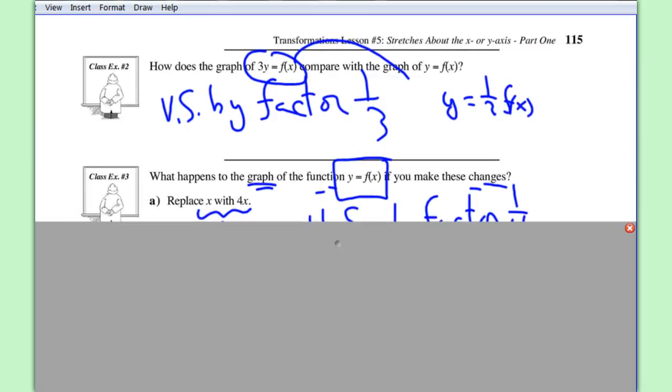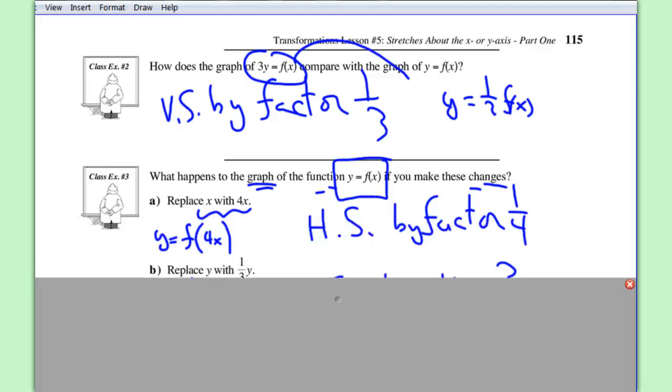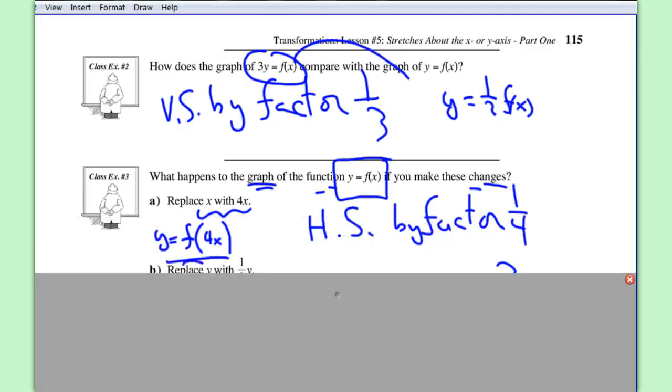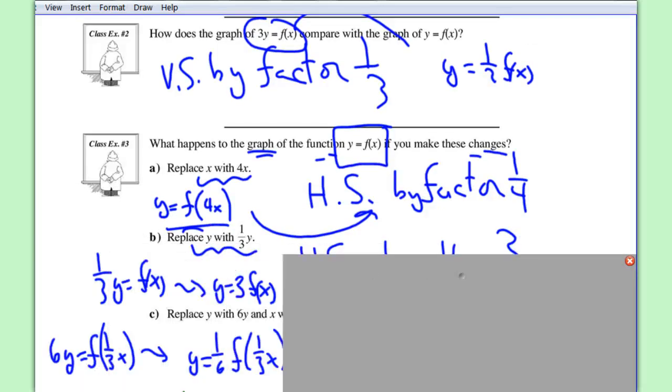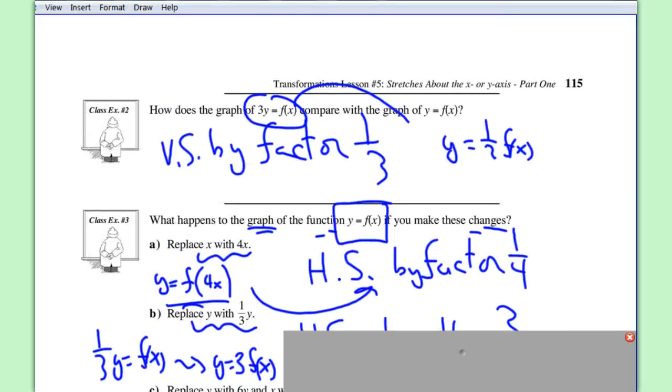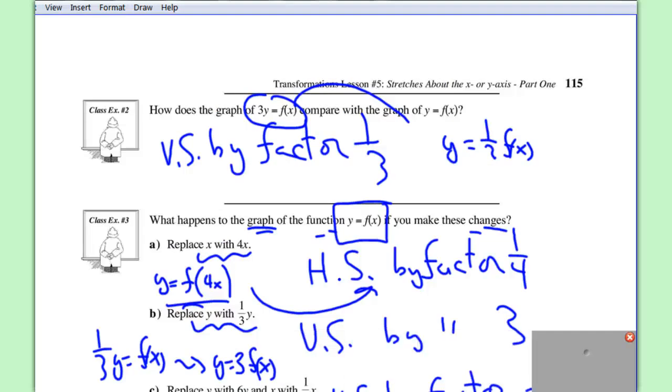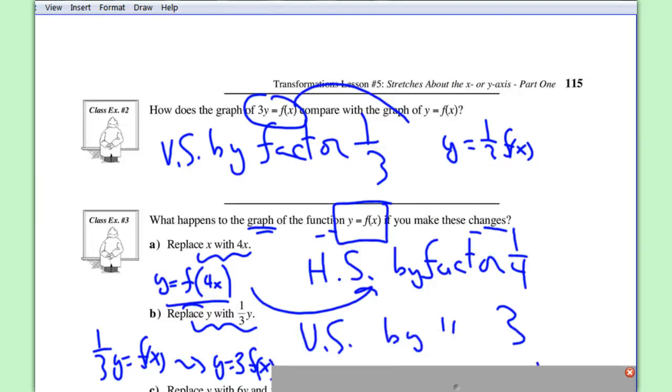Well, if you replace x with 4x, what would it look like? Well, it's going to look like this. And if it looks like that, that's a horizontal stretch by a quarter. What if you replace y with a third y? Well, let's look and see. What does that look like? It looks like 1/3 y, which then becomes y equals 3 f of x. What does that do? Well, it's on the outside. That's a vertical stretch by 3, right?